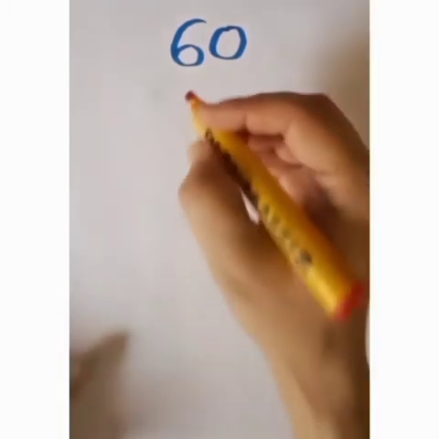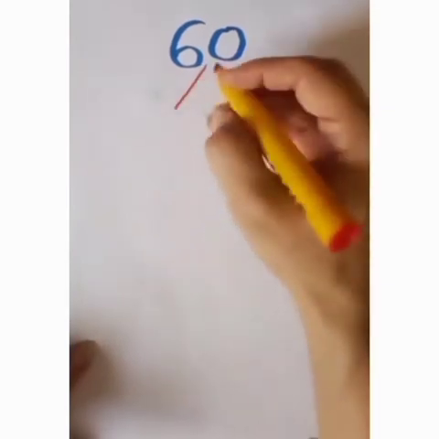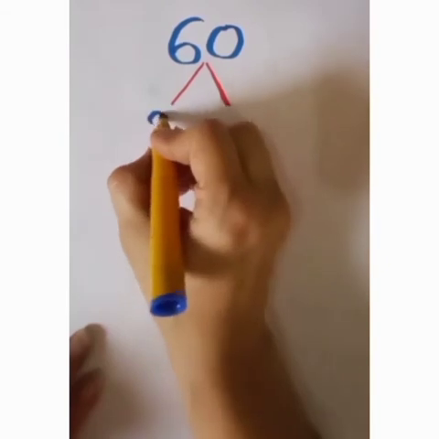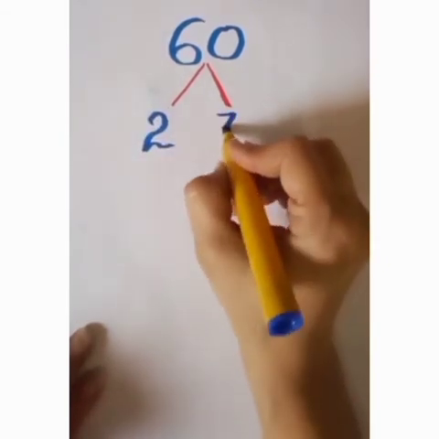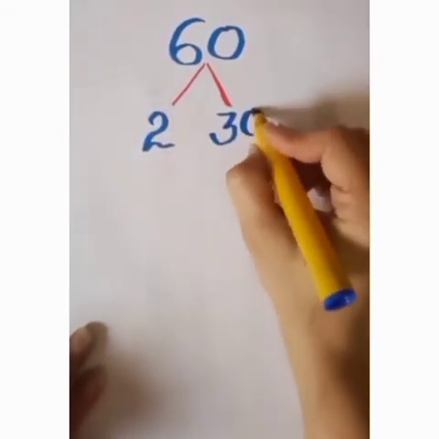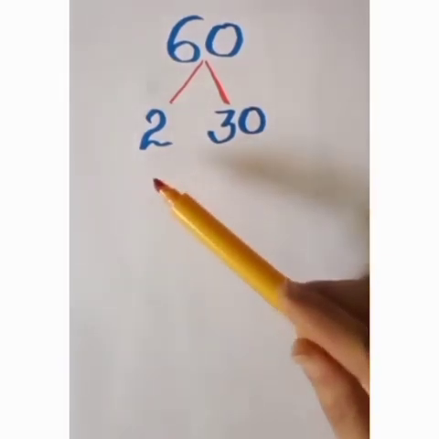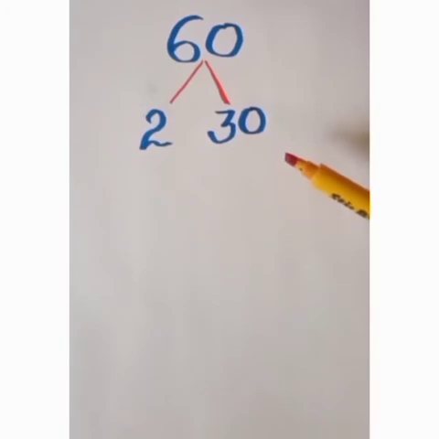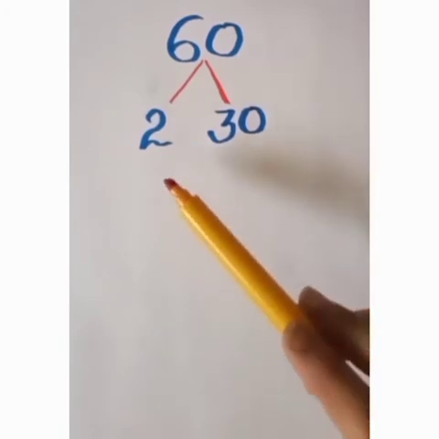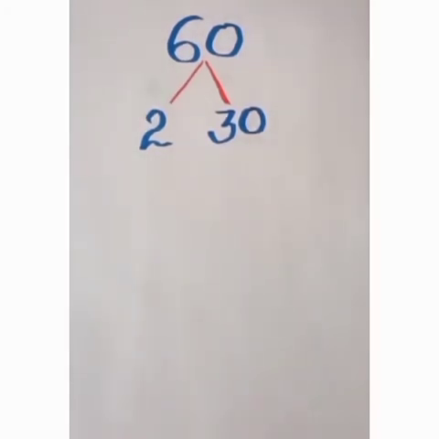Another number, number 60. Can you find the prime factors of the number 60? Let's do that. 60 can be further split by multiplying 2 and 30, because we know 2 times 30 is 60. Now here what do you see? 2 is a prime number and 30 is a composite number. We cannot split 2 further, but 30 we can split further.